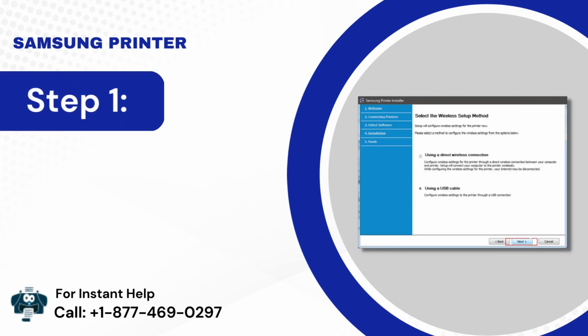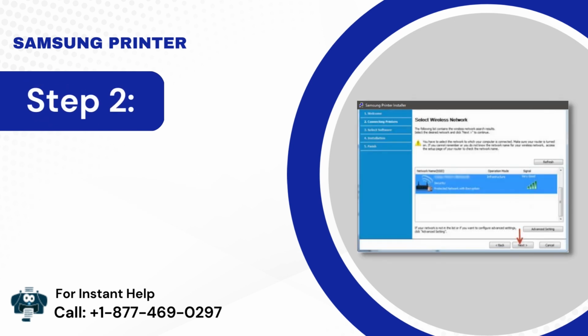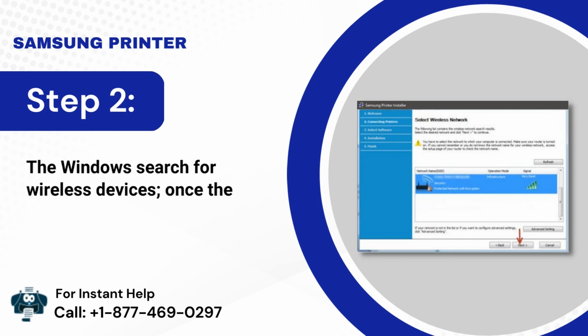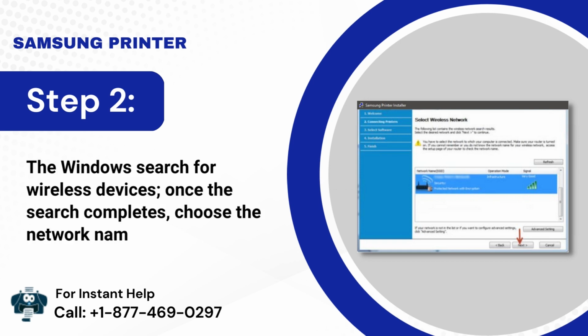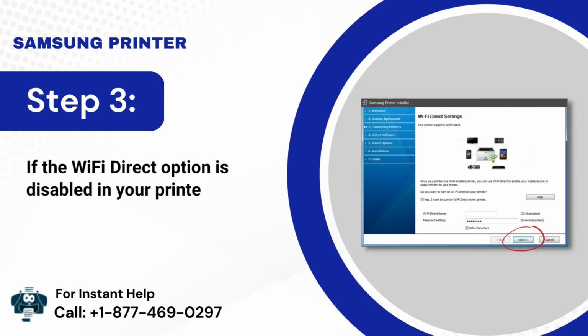Step 1. Choose using a USB cable on the wireless setup method and click the Next button. Step 2. Windows searches for wireless devices. Once the search completes, choose the network name and access point. Step 3. If the Wi-Fi Direct option is disabled in your printer, the next screen will appear. Click OK and then Next.